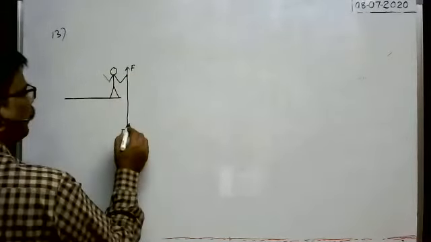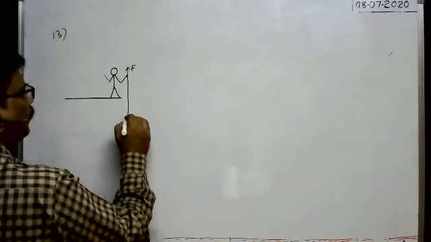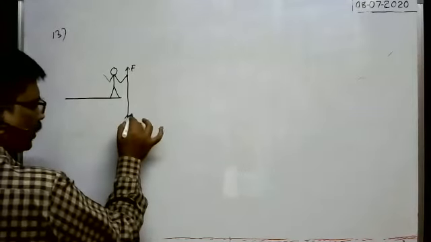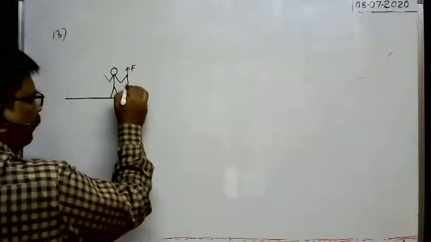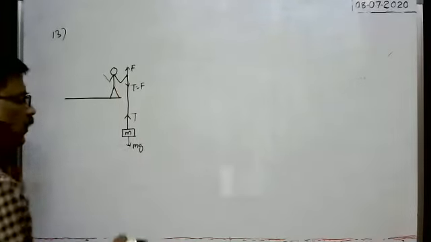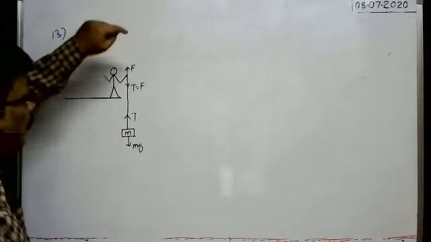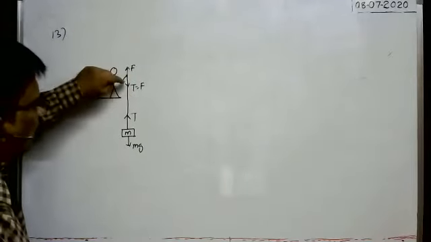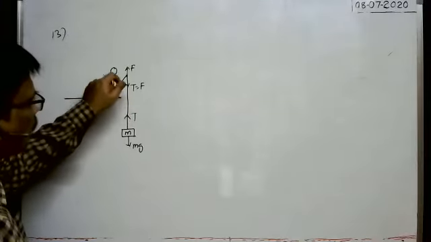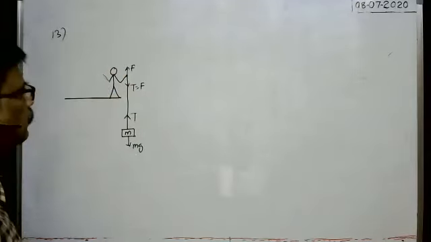At the same time, the weight mg acts vertically downwards on the block, and there is tension in the rope. The tension pulls the block in upward direction. That's why the tension in the rope is T upwards. The same tension acts on the man in downwards direction. T is equal to the applied force F. If the man pulls the rope in upward direction by means of a force, the same amount of tension is developed in the rope, and the rope pulls the hand of the man in downwards direction with a force equivalent to the tension.